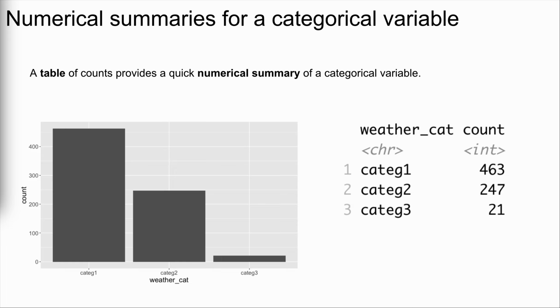And we often wish to follow up on visual summaries with more specific numerical summaries. In the case of categorical variables, a simple table of counts provides a quick option for specifying the bar plot information. Here, 463 days had category 1 weather and exactly 21 days had category 3 weather.